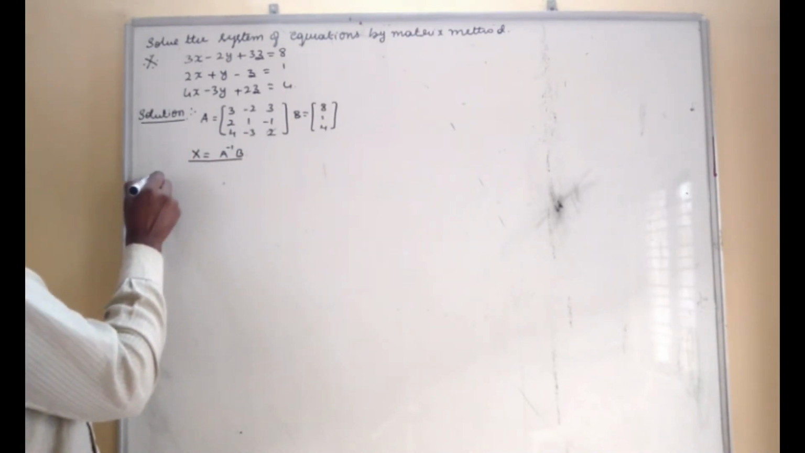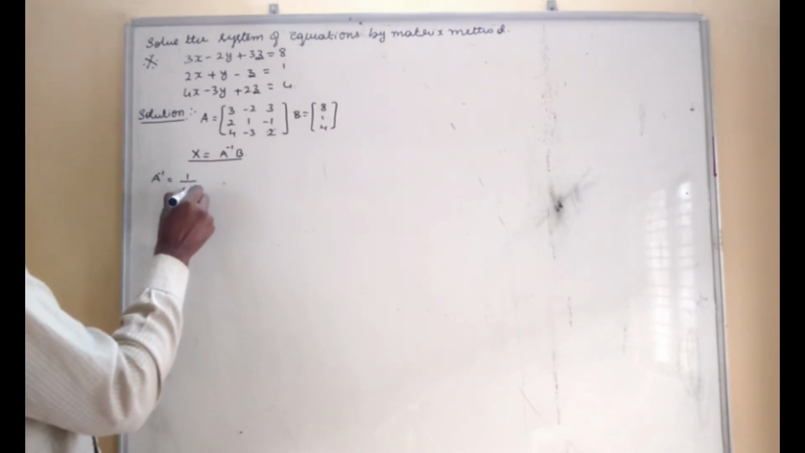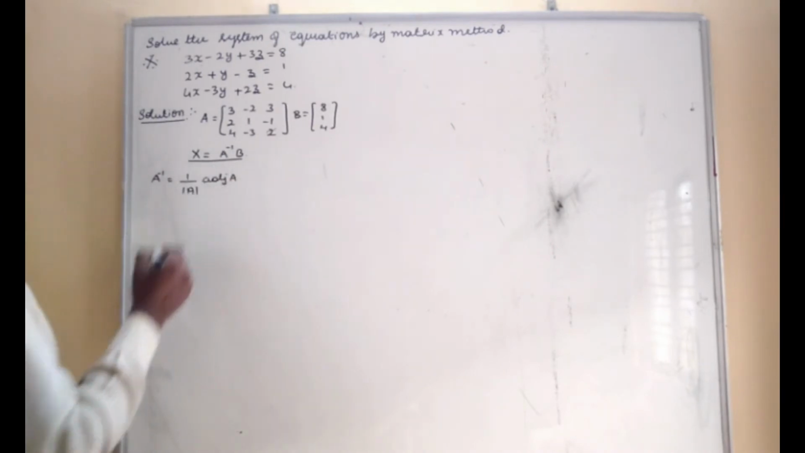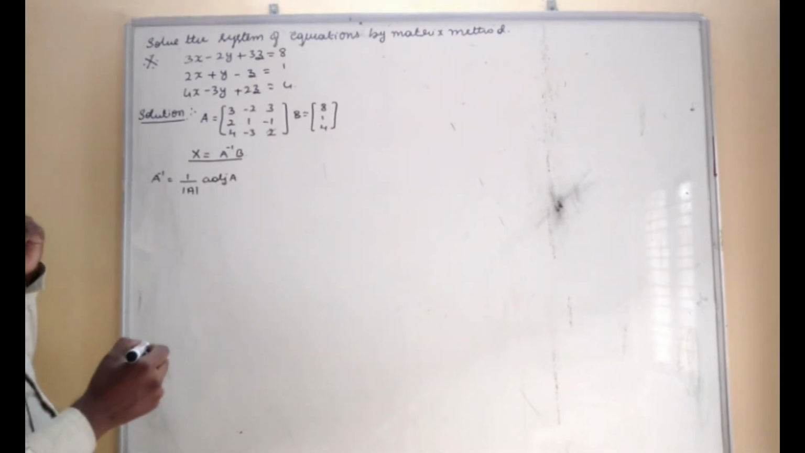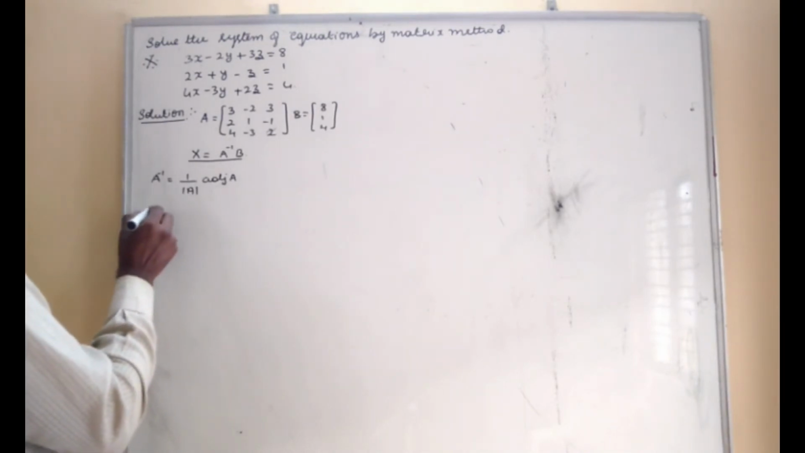In this formula, A inverse is there. We know the formula: A inverse is equal to 1 by determinant of A into adjoint of A. So let us find the value of the determinant first. Determinant of A.